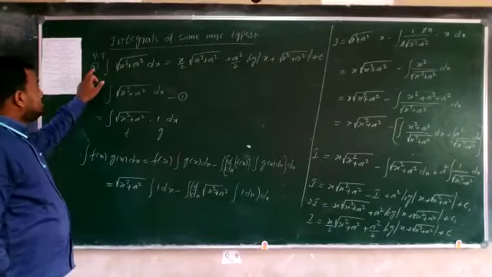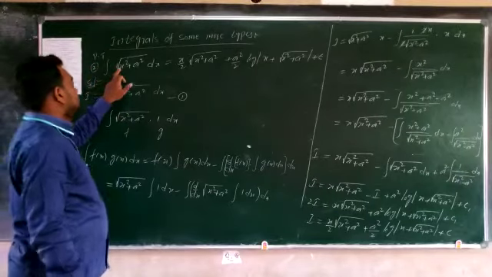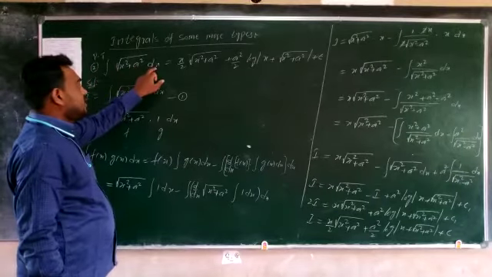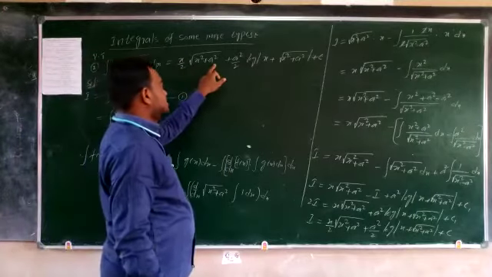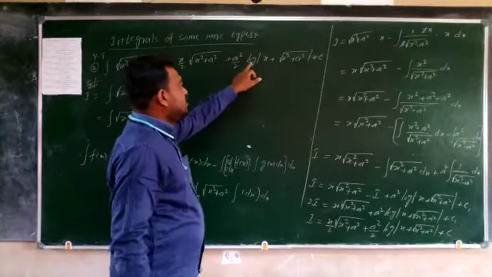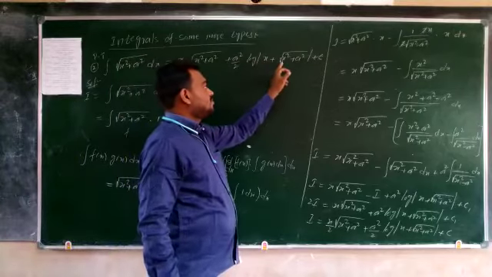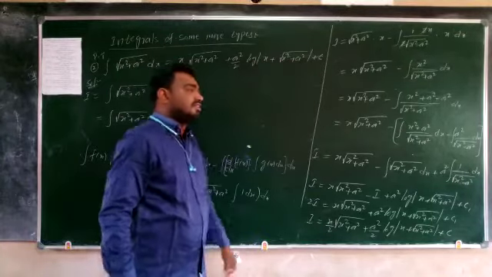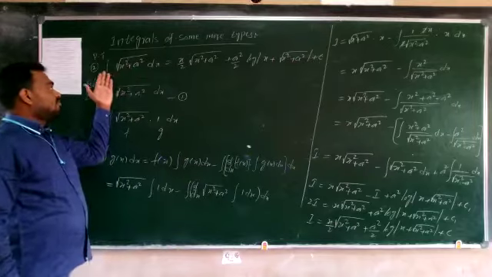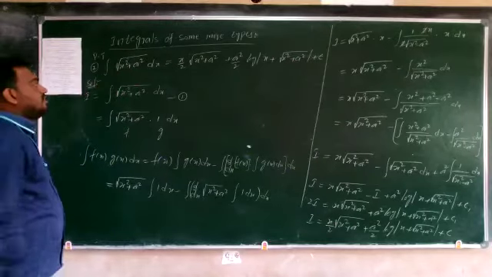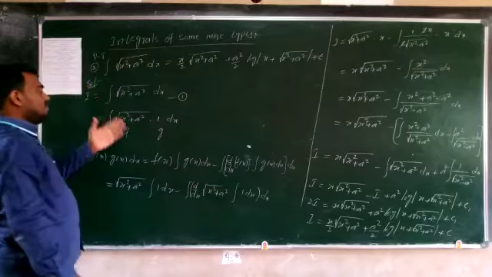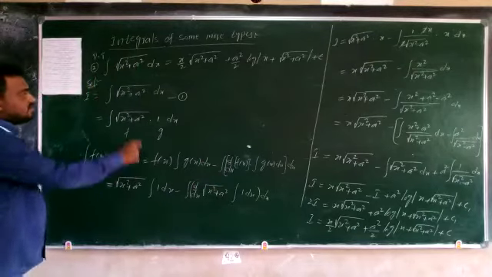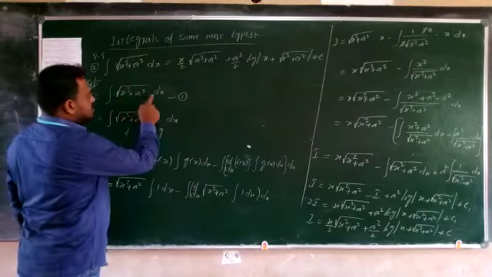Next, second question: integration of square root of x square plus a square into dx is equal to x by 2 into square root of x square plus a square plus a square by 2 into log mod of x plus square root of x square plus a square plus c. Compared to the previous question, what is the difference here? Here plus a square is there, before that minus a square was there. So we are following a similar method. Integration of square root of x square plus a square into dx.